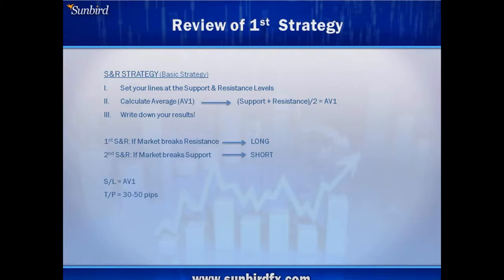Okay, so we have our resistance and support. Our first SNR rule is that if the market breaks the resistance, we go long all the way, and if the market breaks the support, we go short all the way as well. Our stop loss would be our average, AV1, and for our take profit, personally, I would expect 30 to 50 pips of profit, and I'll show you later on how it works.